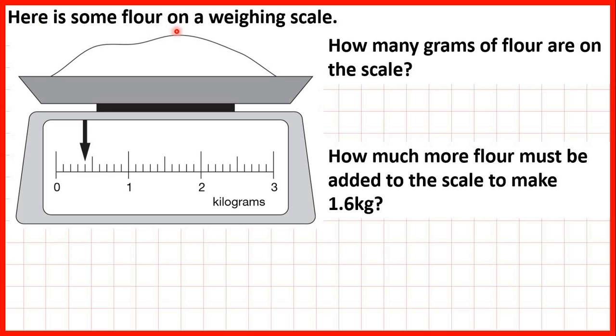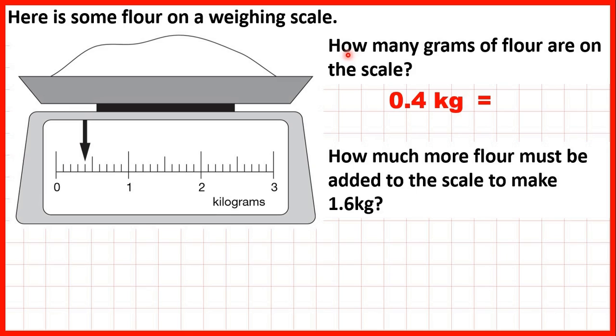Here is some flour on a weighing scale. How many grams of flour are on the scale? Well, we can see that we have our scale in kilograms, and to get from 0 to 1, we have 10 lines. So each of these lines is 1/10 of a kilogram, and it's pointing to the fourth line, so that's 4/10 of a kilogram, or 0.4 kilograms.